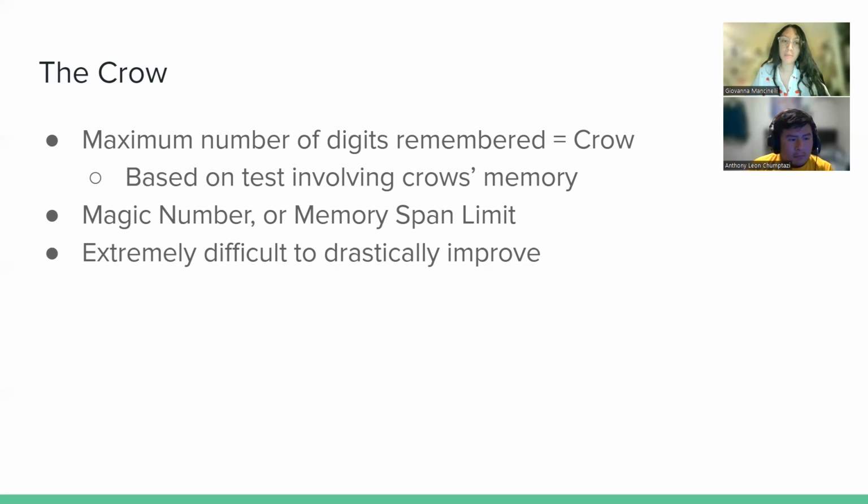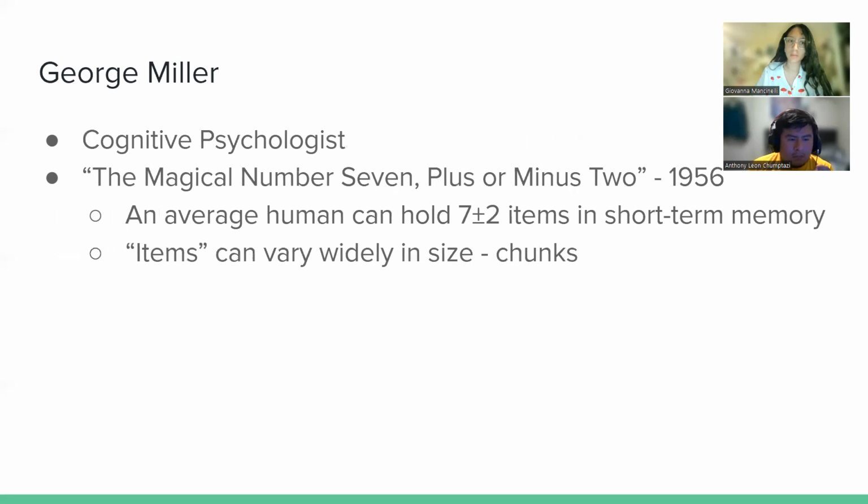It's also known as the magic number or the memory span limit, and it is extremely difficult to drastically improve this. So you can practice all you want. You can practice with these digits and eventually get it up to 9 or even 10 digits, but that's just digits. And you'll see soon enough that it's not just digits that can fit in your crow. It's any item, anything.